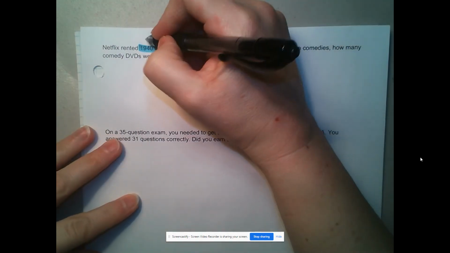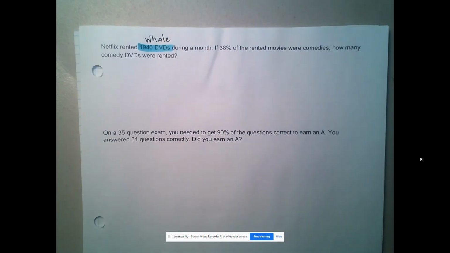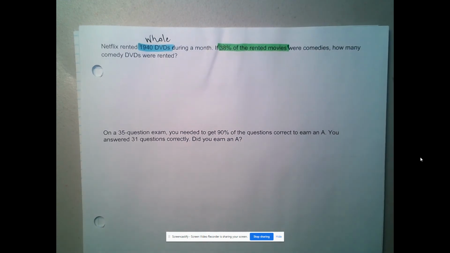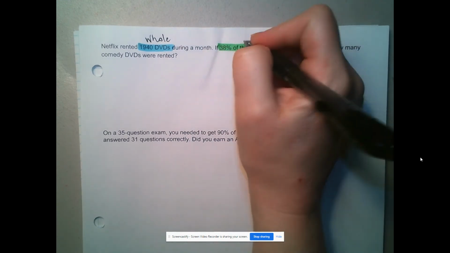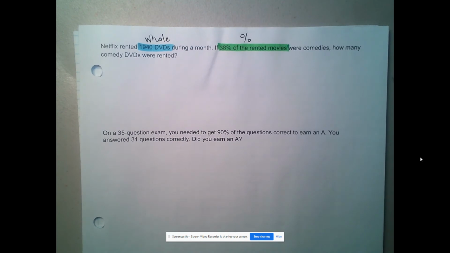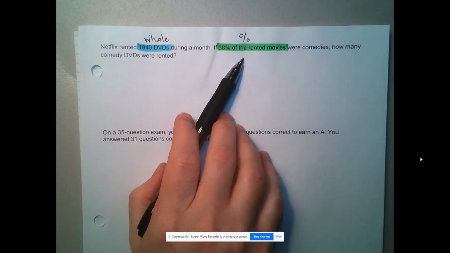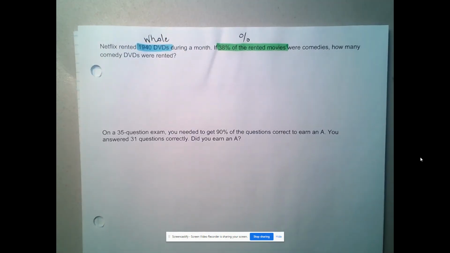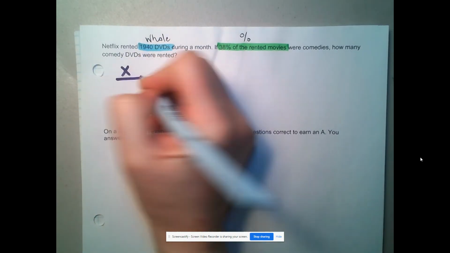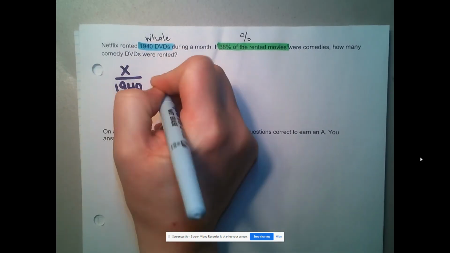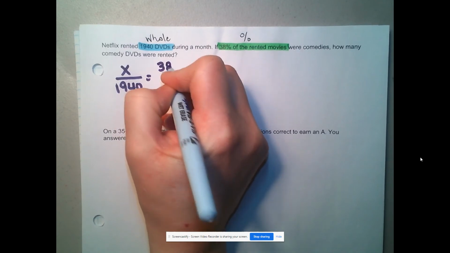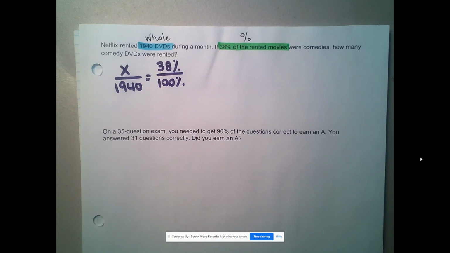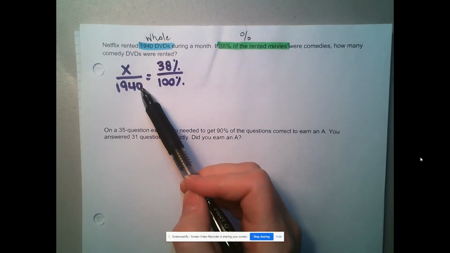So that number is the one that goes on the bottom. They also gave us a percent. 38% of the rented movies. So 38% of the 1,940. So this is our percent. The thing we don't know, how many are comedies? We know 38% are comedies, but how many actual physical DVDs were comedies? So we would say, what part were comedies out of the 1,940 that were rented if 38% were comedies out of all 100% of the rentals? Once you set it up, you're like, of course that makes sense. How many out of 1,940?